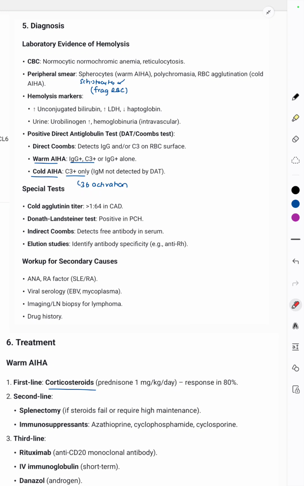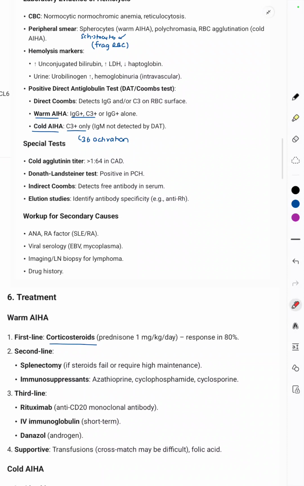Direct Coombs test is positive. Warm AIHA: IgG positive, C3 positive. In cold AIHA, there is IgM positivity, but it is not detected on the direct antiglobulin test. C3b activation, because of which C3 is positive.